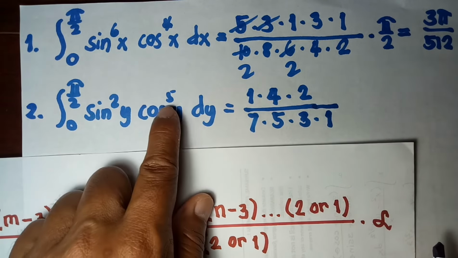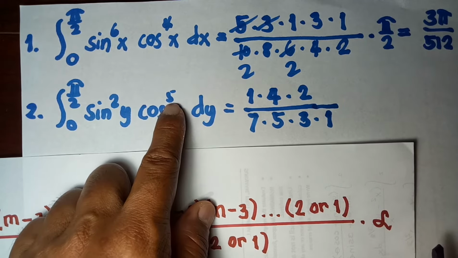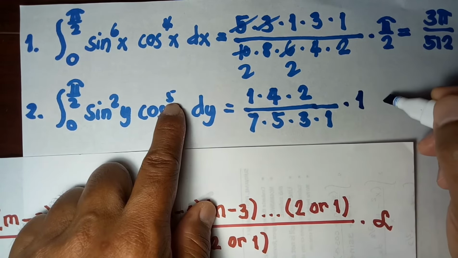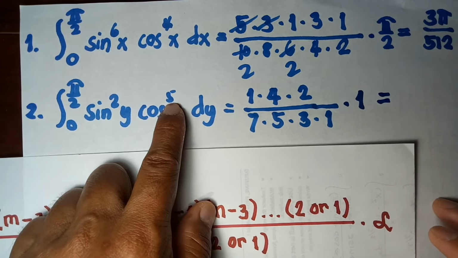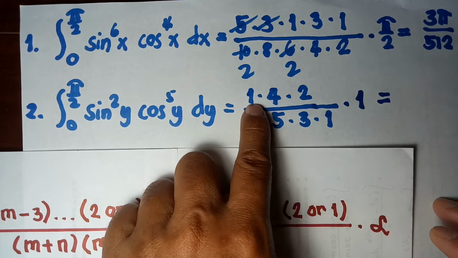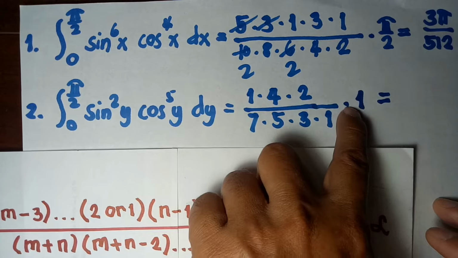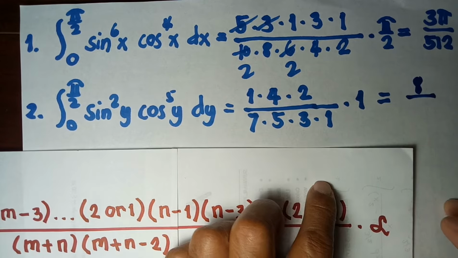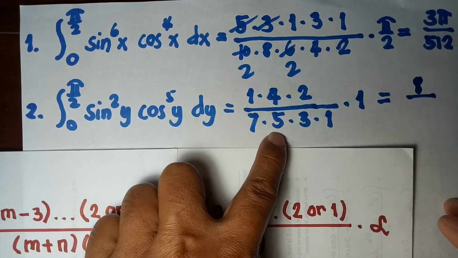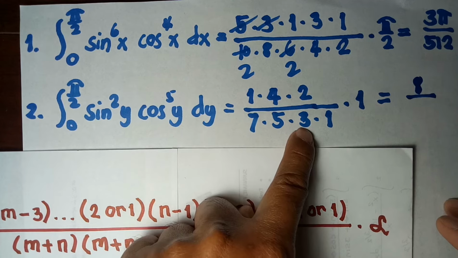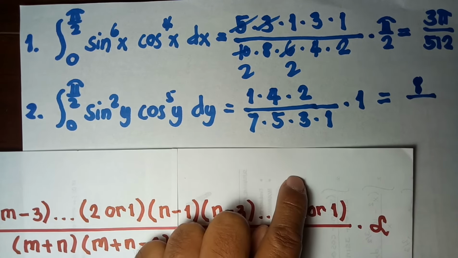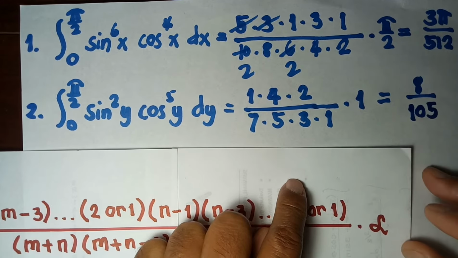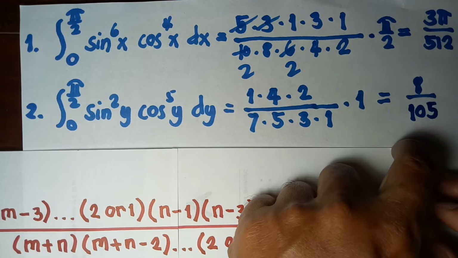So, ngayon, dahil yung isang exponent natin ay odd number, yung alpha natin ay 1. So, tapos nun ay sisimplify lang natin ito. Meron tayong 1 times 4 times 2 times 1 equals 8, divided by 7 times 5 ay 35, times 3 ay 105, times 1, so we have 105. So, yung sagot natin, 8/105.